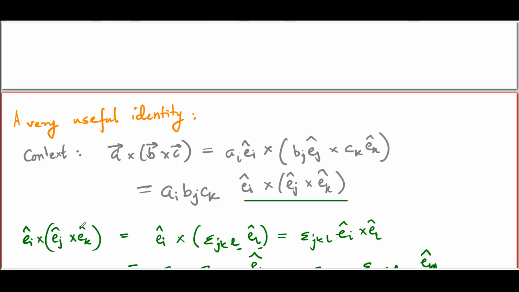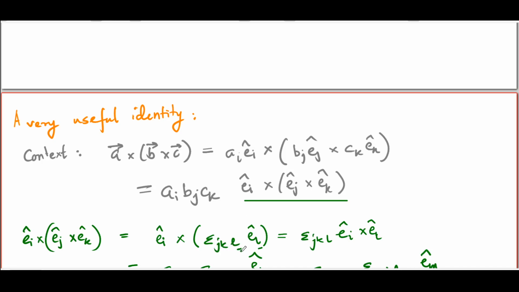Free indices must match on two sides of an expression. Dummy indices, on the other hand, have no specific significance other than specifying a sum, and you can replace a dummy index by anything other than other dummy indices in the product or by free indices. I could call this epsilon JKL EL or epsilon JKM EM or epsilon JKN EN, but I could not have called this epsilon JKI EI, because then this I and this I would have been confused. Having said that, the next step is trivial.